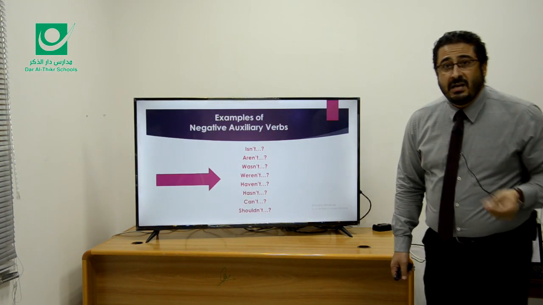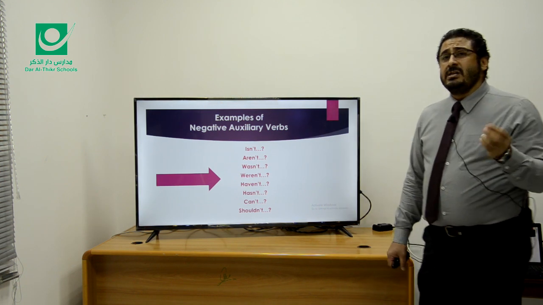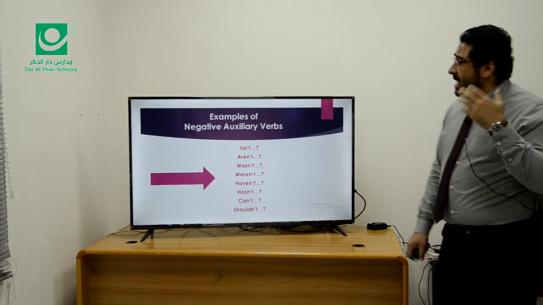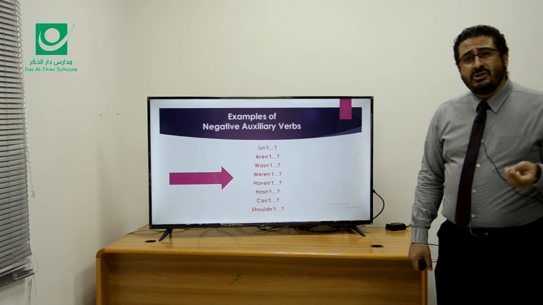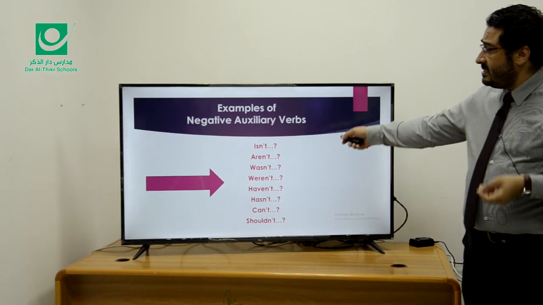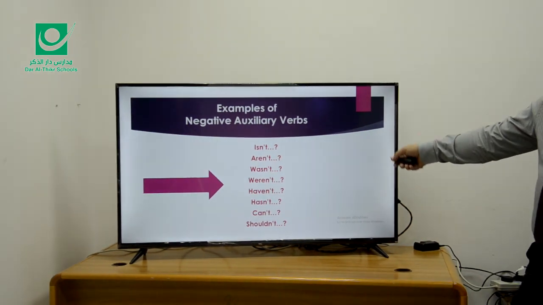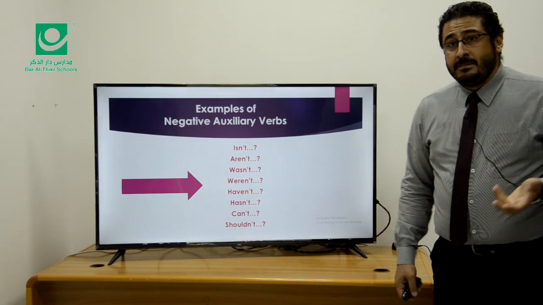How do we start a negative question? How do we make a negative question? You can make a negative question starting with an auxiliary verb. And on this screen, we have some of these auxiliary verbs that you can start your question with, like isn't, aren't, wasn't, weren't, haven't, hasn't, can't, shouldn't, and many more.